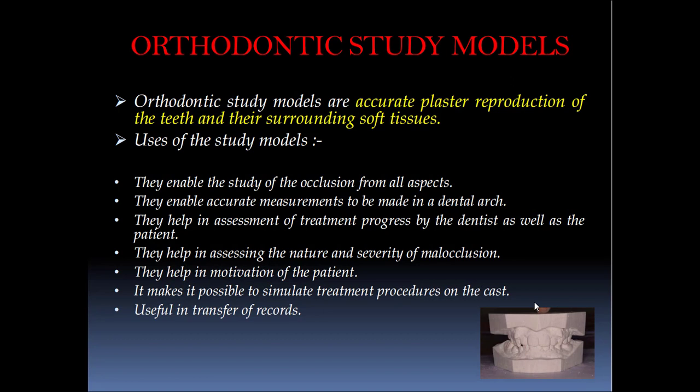Now next diagnostic aid is orthodontic study models, required in every case. These are the accurate plaster reproduction of the teeth and the surrounding soft tissues. Now what are the uses? The best use is it's a 3D view of the dentition. They enable the study of the occlusion from all the aspects.